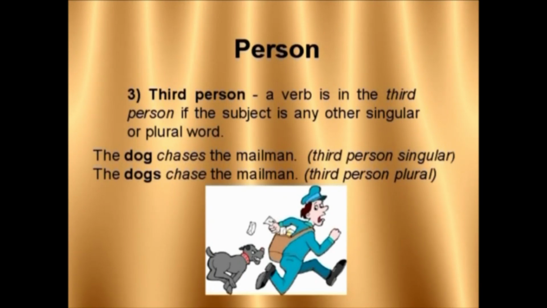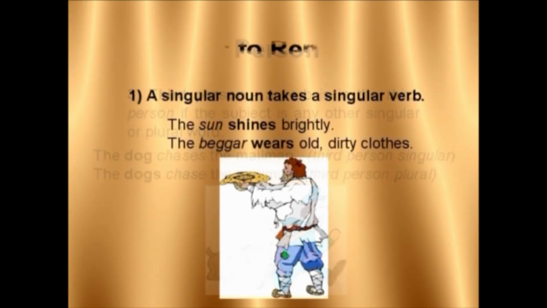Number 3. Third person. A verb is in the third person if the subject is any other singular or plural word. Examples. The dog chases the mailman. Third person singular. The dogs chase the mailman. Third person plural. The nature of the subject affects the form of the verb.